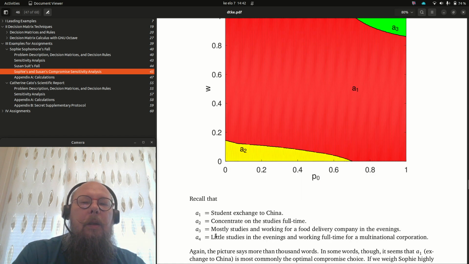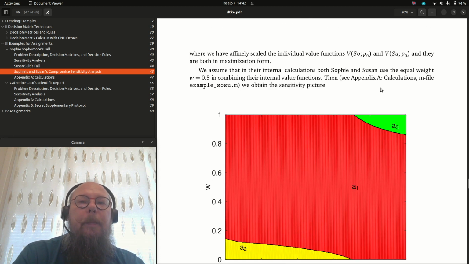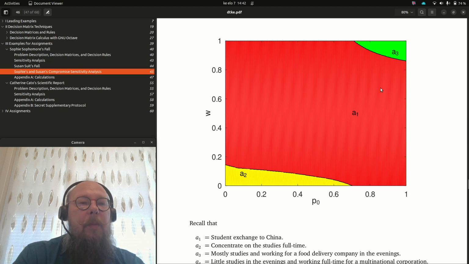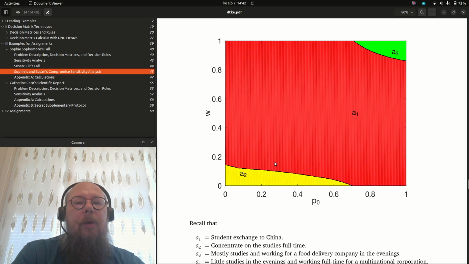And the food delivery company A3 is if there is a very high probability for koala Ebola, and we give most of the weight to Sophie. So that's the solution of this problem. And again, it seems the compromise is in most cases student exchange. So if we want to make one solution, maybe we think that these other areas are so small, and this is the big area for most of the parameters. So let's go to China. So Sophie and Susan go to China according to this picture, most likely.